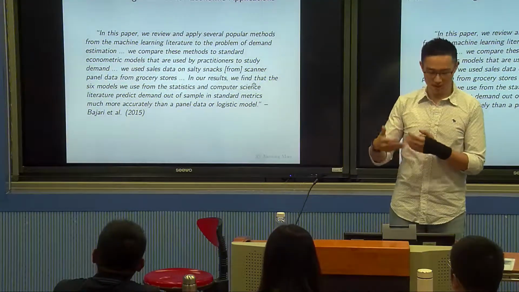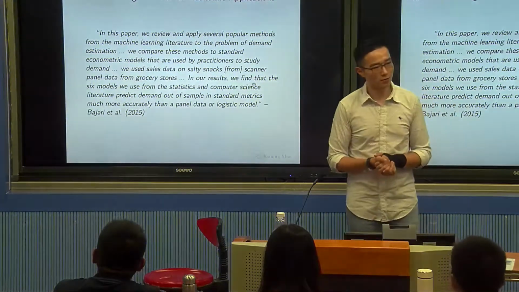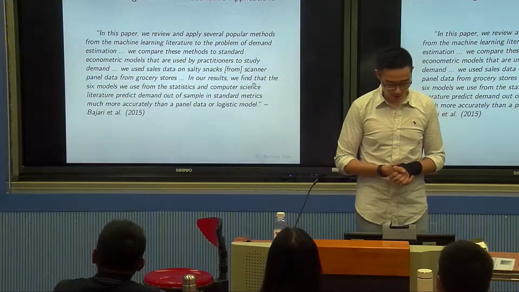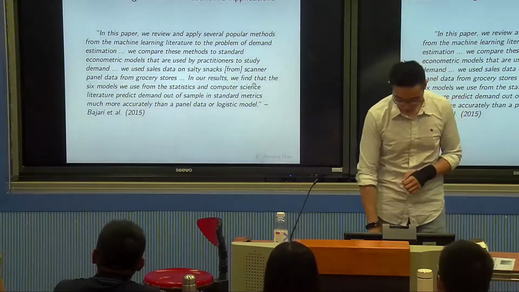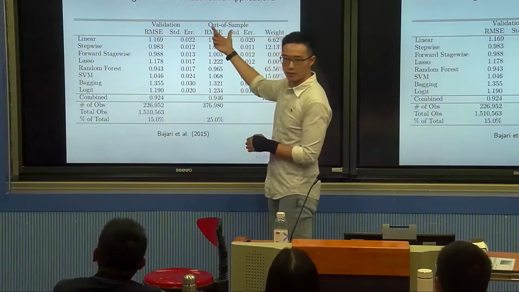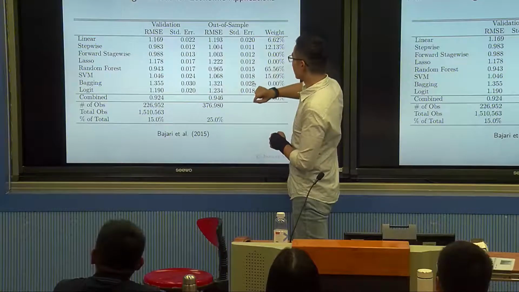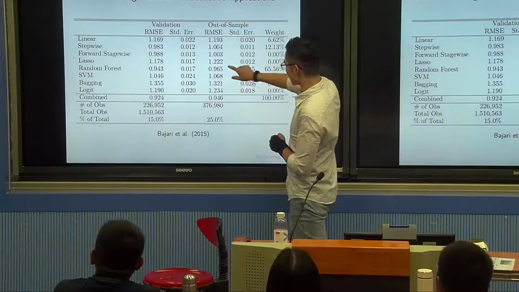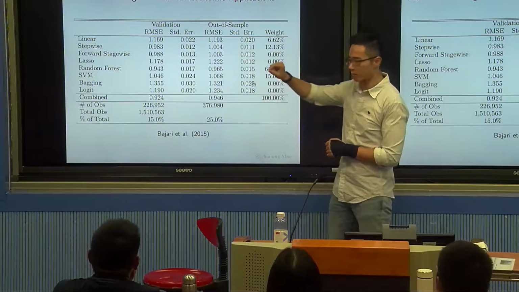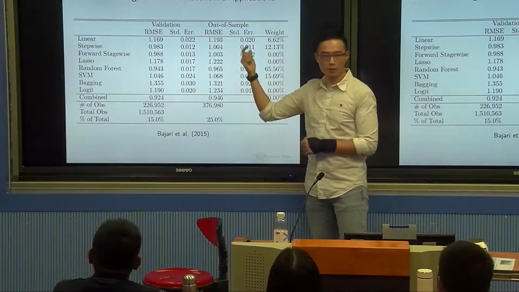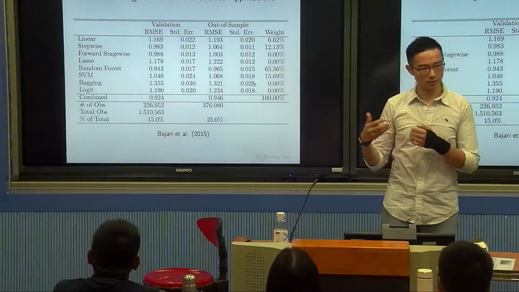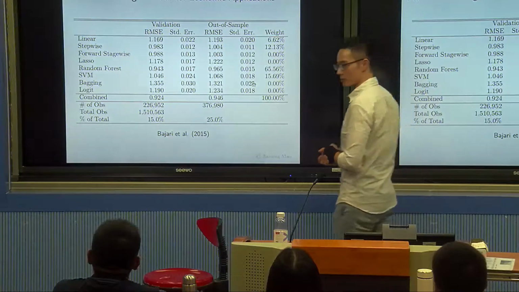This is really one of the first papers that tried to sell the virtues of using better statistical models for estimating demand than traditional econometric models. If you look at this table, the out-of-sample error that they talk about is essentially these numbers. The best performing model here is random forest. Random forest is the model that, at least for their project, gave them better predictive power than any other models they tried, including panel data, fixed effect models, and logistic models.